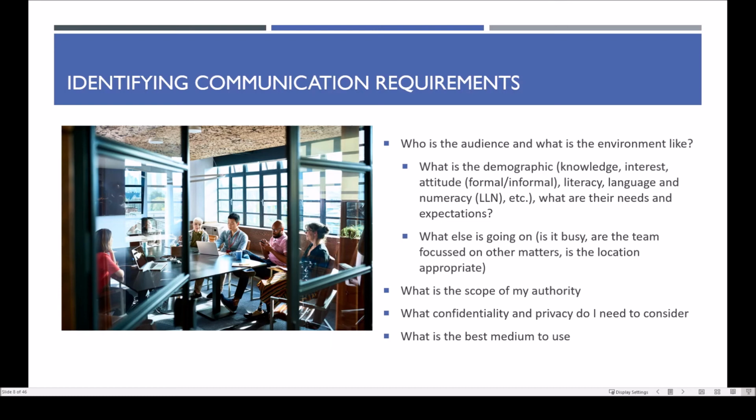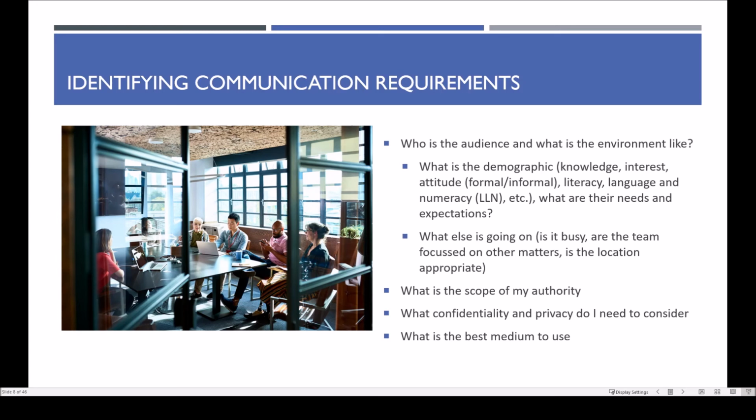So, for example, we think about the demographic of the audience. We think about, what do they know on the subject? How interested are they? What's going to be their attitude? Are they going to be formal or informal about this? We can also think about things like literacy, language and numeracy. How proficient are they with the language, how proficient are they with the numbers involved, and that's going to also shape the way that we communicate for success. And then what are their needs in all this? I know what success is going to look like for me. Well, what will success look like for them? And what are their expectations around that?